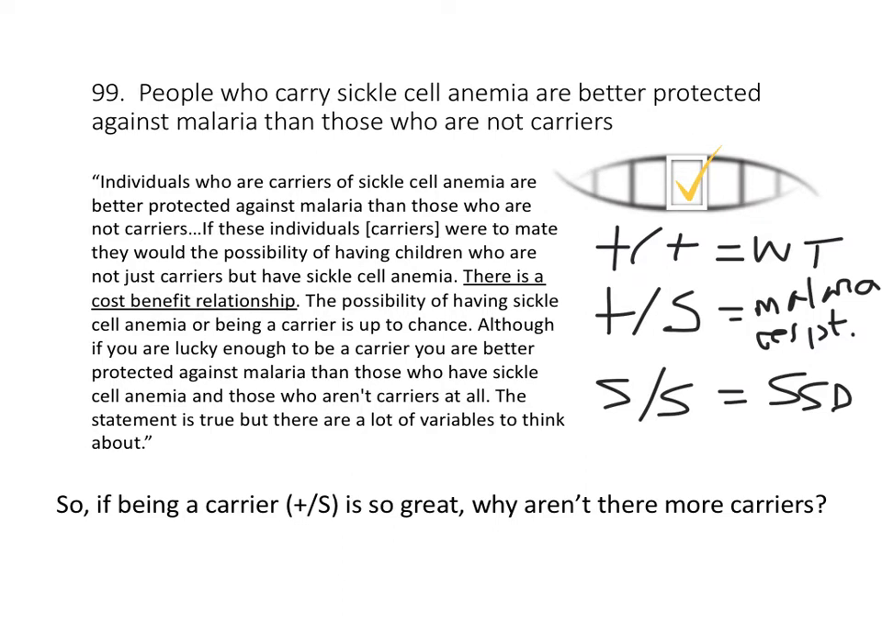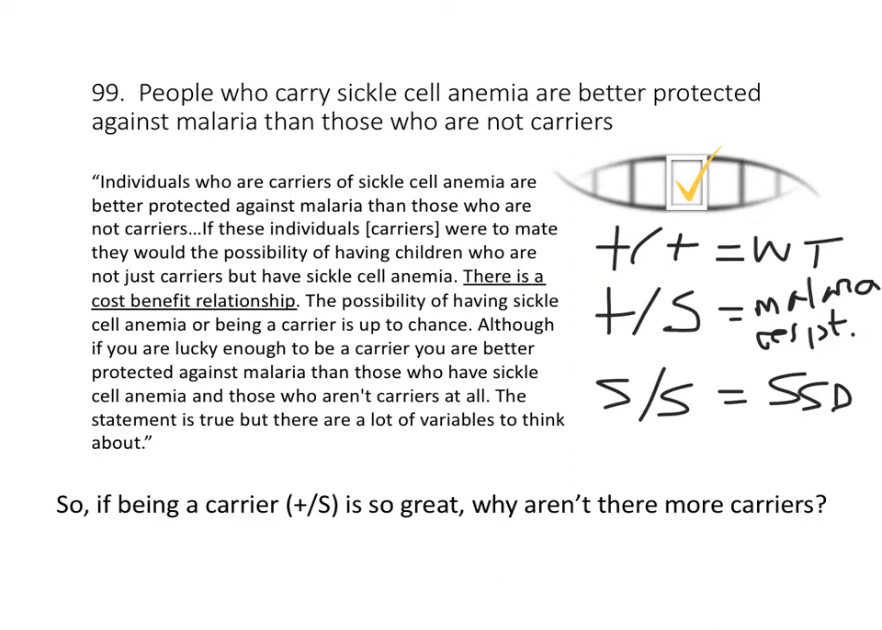Does anybody vote that sickle cell disease would be the obvious choice for the genotype you'd want? Okay, good. So what's the difference between these two then, between plus over plus and plus over S? Why is one better than the other? Right. So the main problem with the heterozygous genotype is you do have the possibility of passing on the disease-carrying trait to your kids. So there's a benefit and a cost, right? There's a cost-benefit relationship, as this student pointed out.